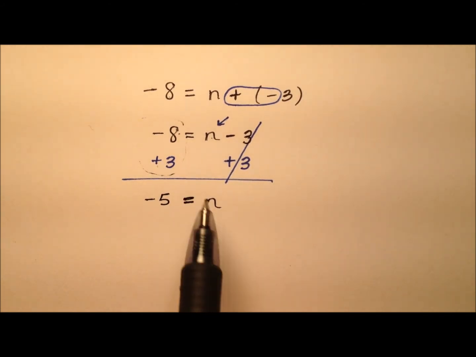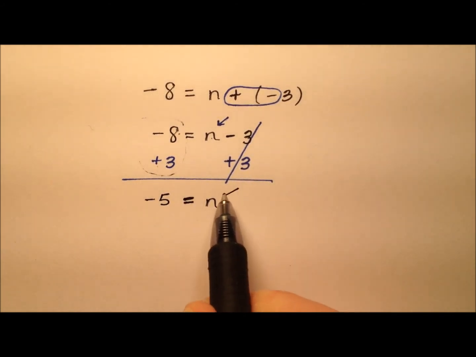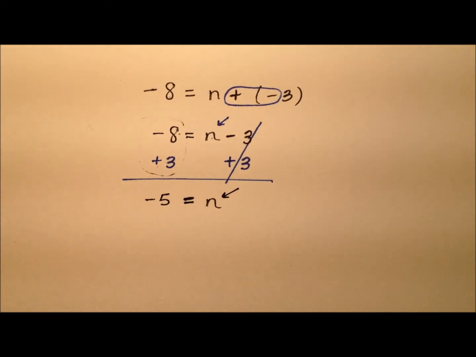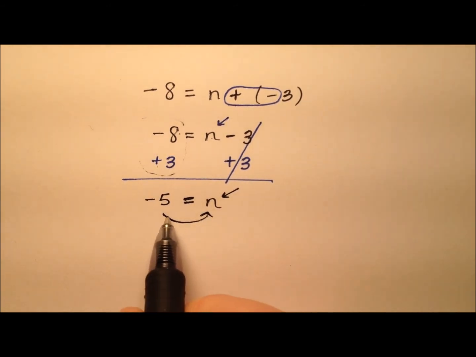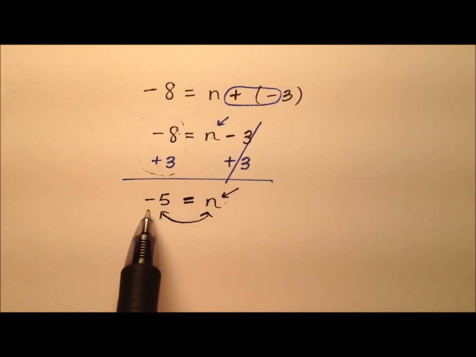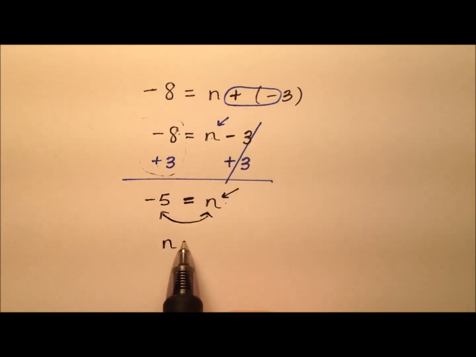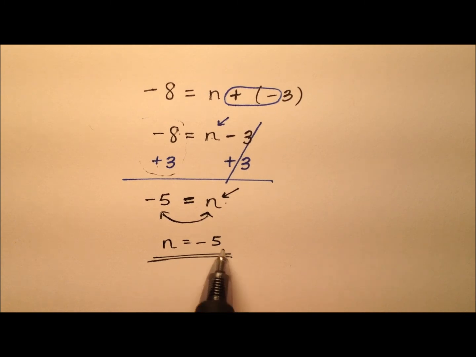And we could take one additional step, because sometimes we don't like to see our variable on the right side of the equation. Most students like to see it on the left side, saying that n equals and then its value. So I'm going to go ahead and take these two sides of the equation, and I'm just going to switch them. And I'm going to say n equals negative 5.